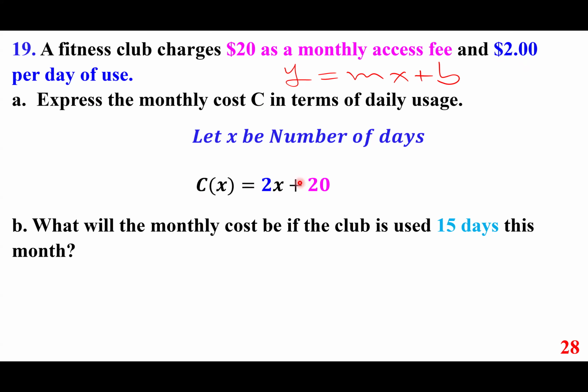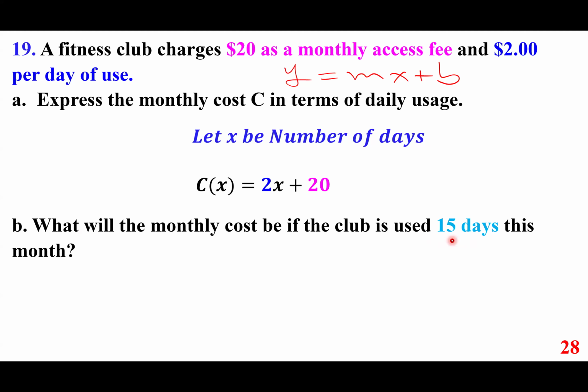So 2 represents the variable charge, which is the slope in essence, and the fixed cost. Just think about it. No matter what, they're going to charge us $20, even if we don't use it at all. So if the fitness club charges $20 as a monthly access fee, just to access it, and then $2 per day, what will the monthly cost be if it's used for 15 days?